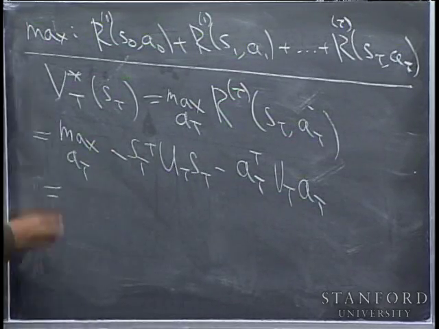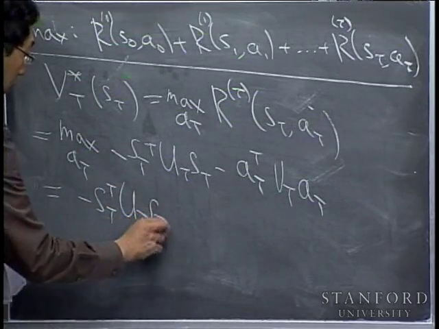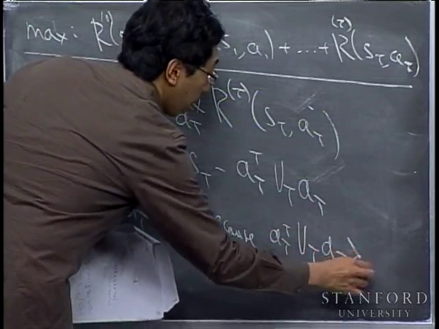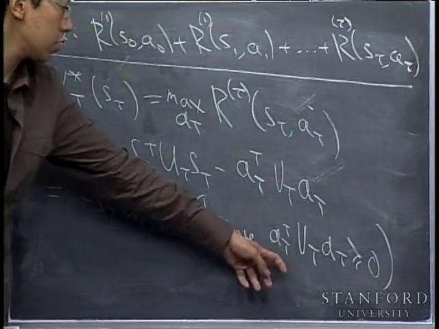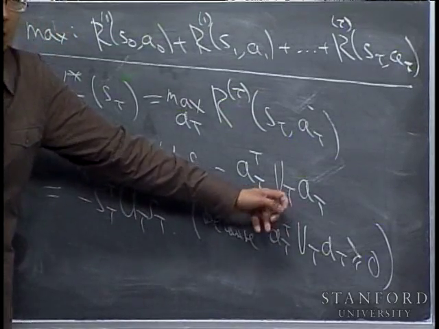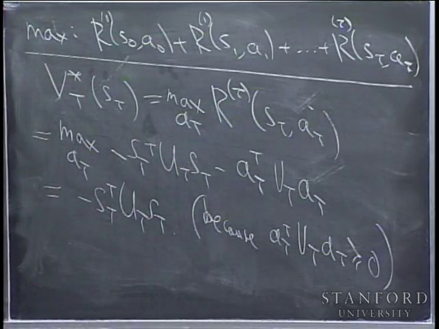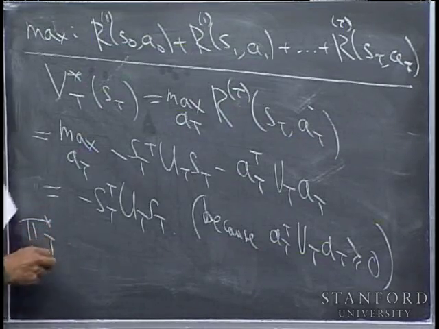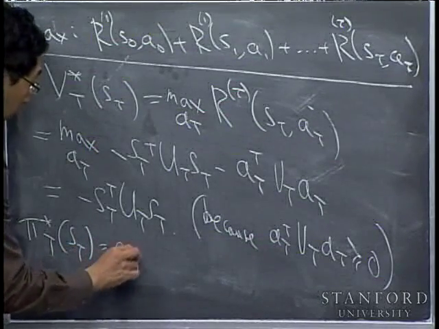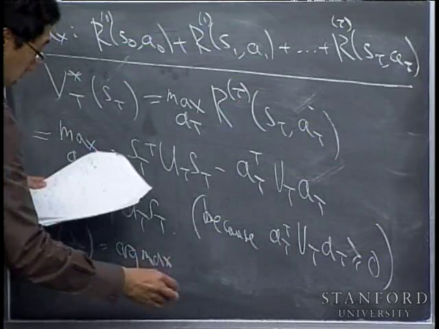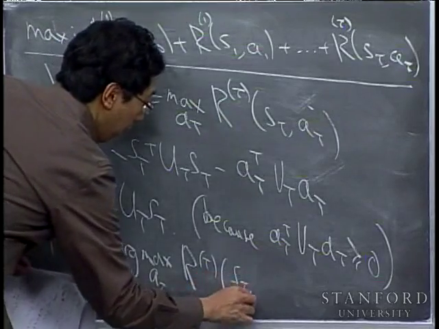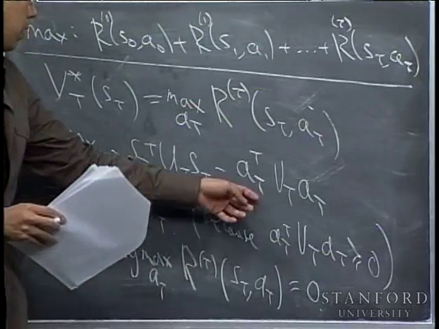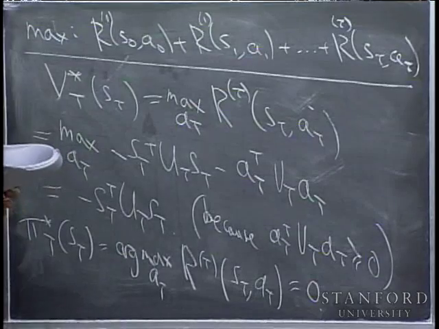And so this is clearly maximized as minus S_T transpose U_T S_T, because that last term is greater than or equal to zero, because of my assumption that V_T is positive semi-definite. And so the best action to take at the last time step is just the action zero. And so pi star subscript T of S_T is equal to the argmax over actions of that same thing. It's just zero. So by choosing the zero action, A_T transpose V_T A_T becomes zero, and that's how this reward is maximized.